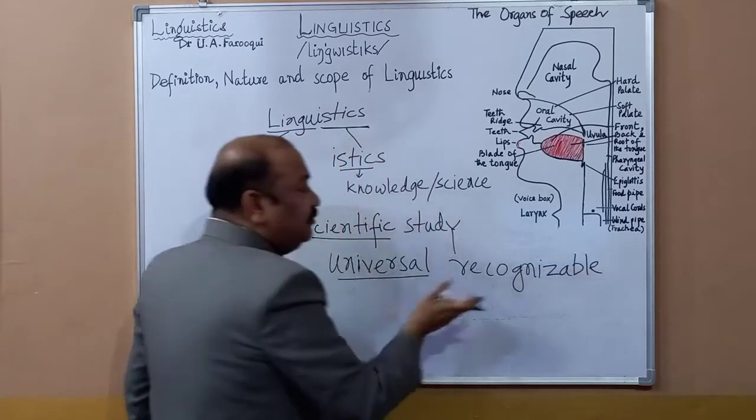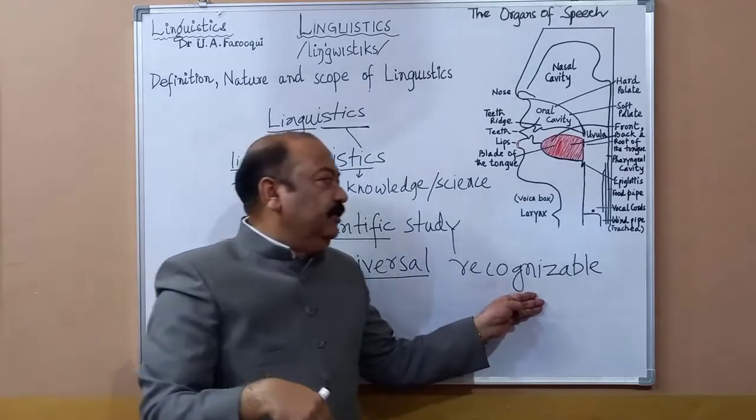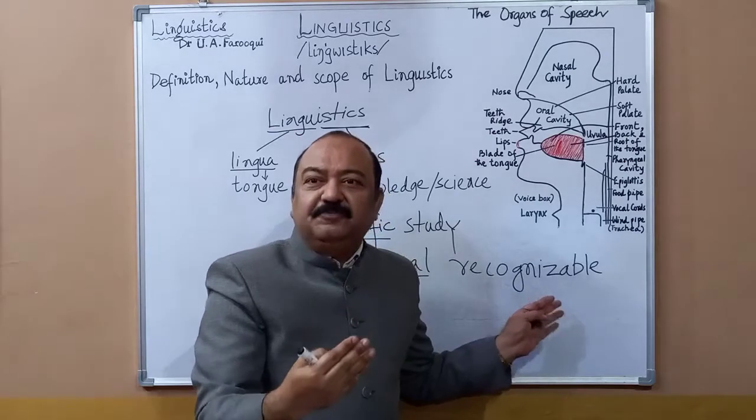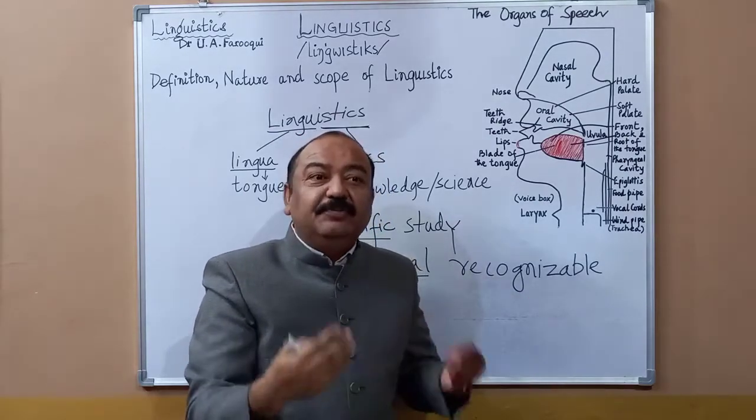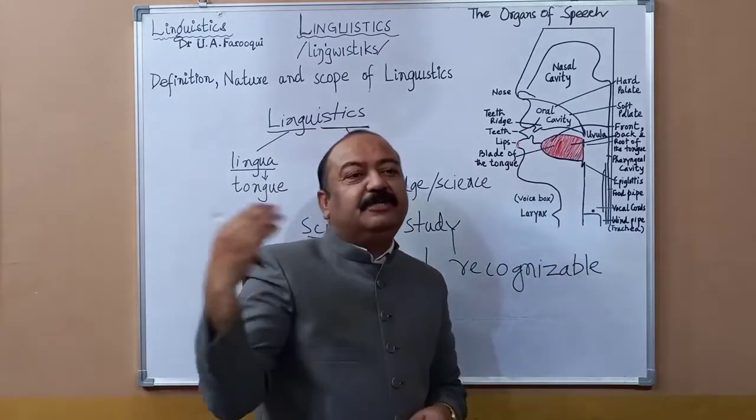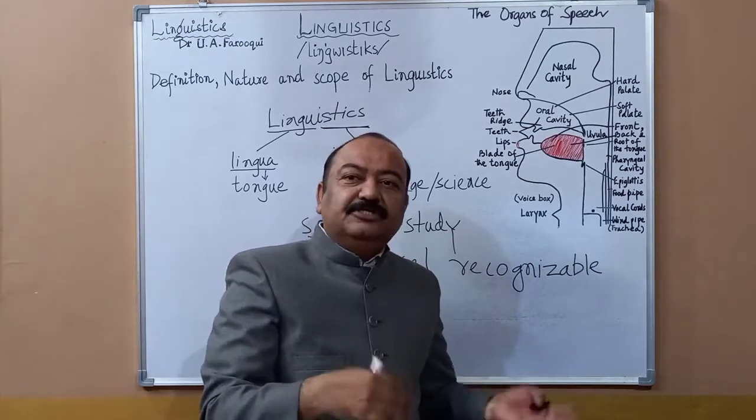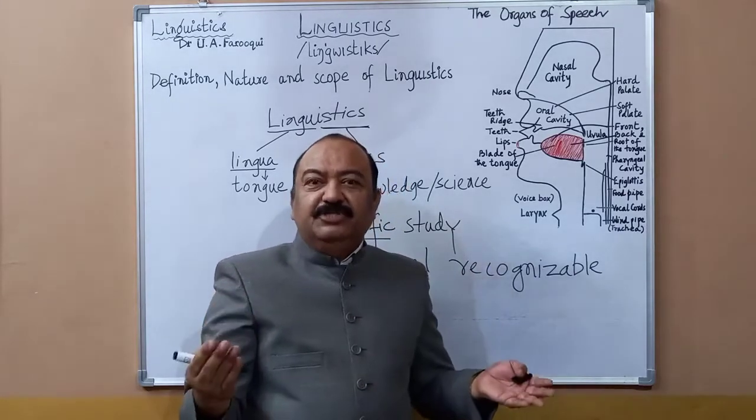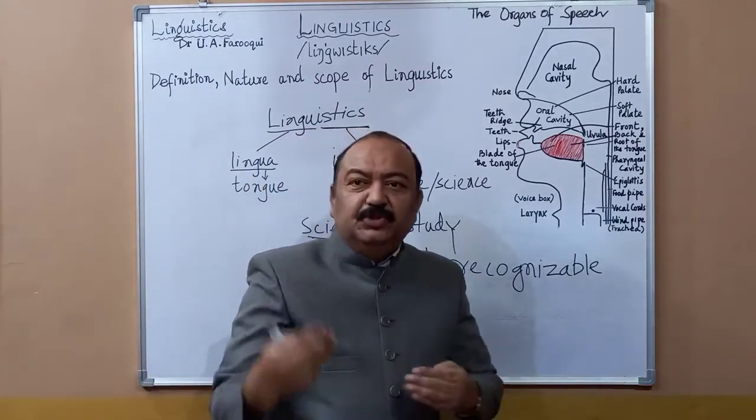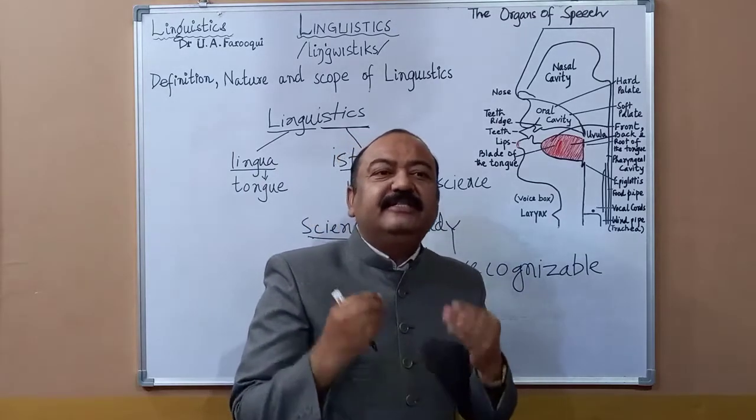Why do we say recognizable human behavior? Because even in your own country, you recognize a person by the way he speaks or the language he speaks. You can make out. If a person is from Ireland, he would speak Irish. If a person is from Poland, he would speak Polish. And if a person is from Scotland, then he would speak Scottish. So there are dialects, there are languages. You identify a person through his language.